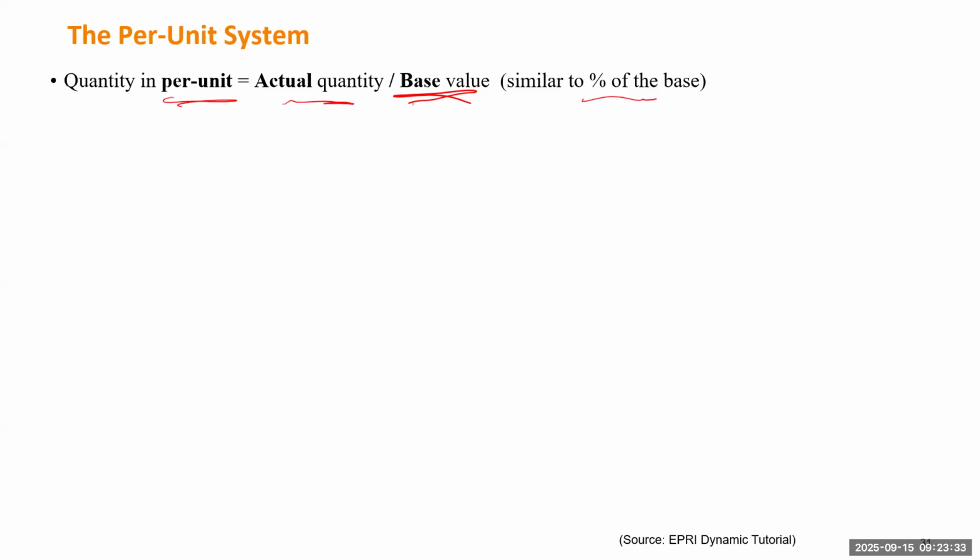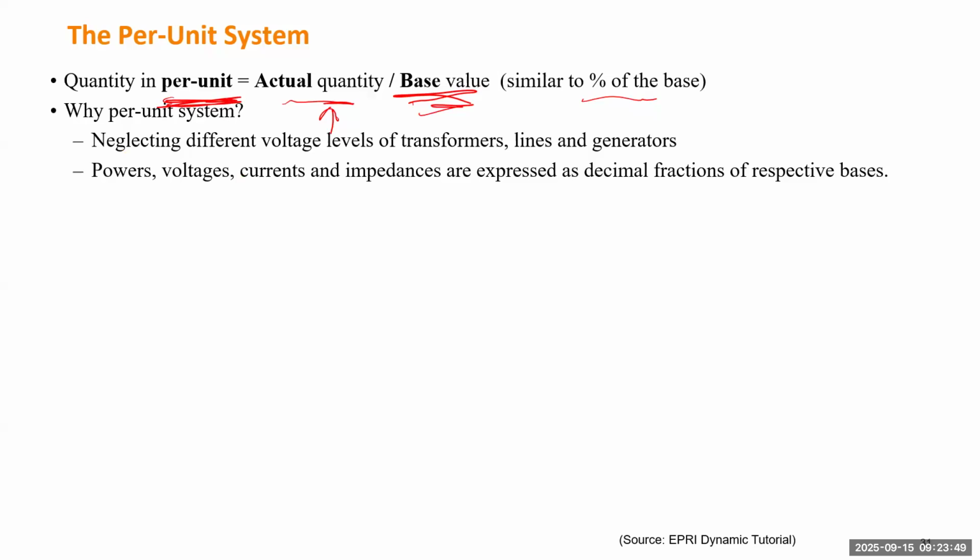Definitely after you finish the calculation, you still need to multiply the per unit value by the base value to get the actual quantity. But that's only the last step. Before the last step, you can use the per unit values through the entire calculation. By using per unit values, we can neglect the different voltage levels of transformers, lines, and generators. And we can use per unit values for power, voltage, current, and impedance. They all have very different units.